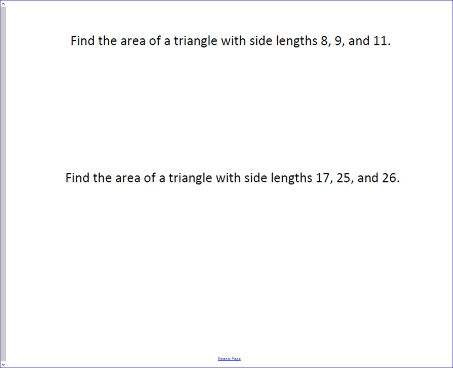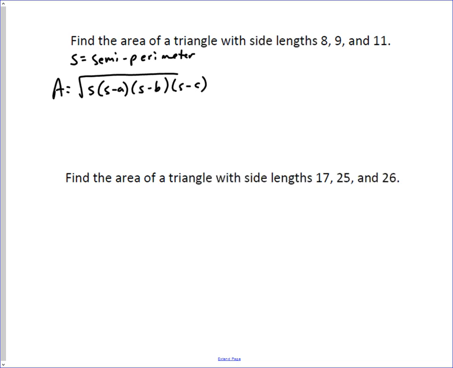For these problems, we're going to use a formula commonly known as Heron's formula to find the area of the triangles. Heron's formula is based upon what we call S, which is the semi-perimeter. Semi-perimeter is just half the perimeter. And the formula is area equals the square root of S, and then for each side of the triangle, you subtract that away from the semi-perimeter.